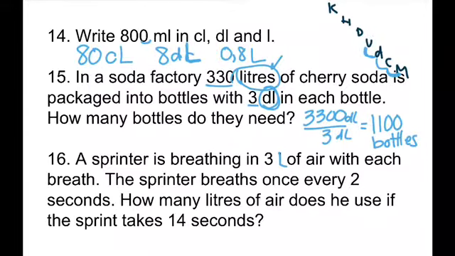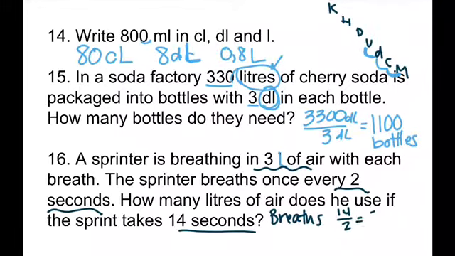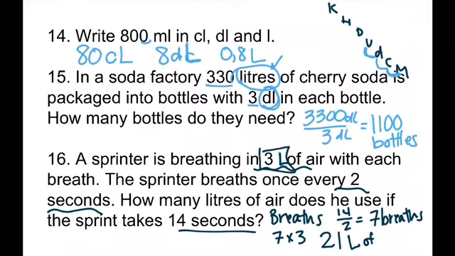So we have this much air for every breath, and we have 1 breath every 2 seconds, and we want to know 14 seconds. So first, let's figure out the number of breaths. If it's once every 2 seconds, and we had 14 seconds, we would just divide by 2 and get 7 breaths. And he does 3 liters of air with each of those. So I'm going to do 7 times 3, and we get 21 liters of air. Nice, huh?